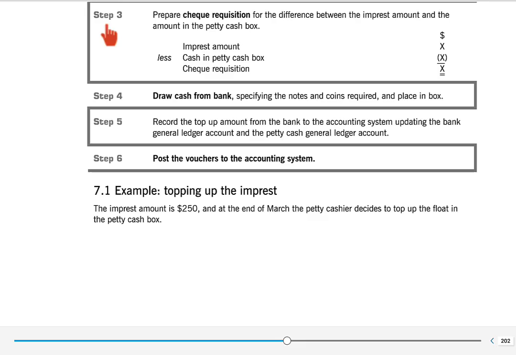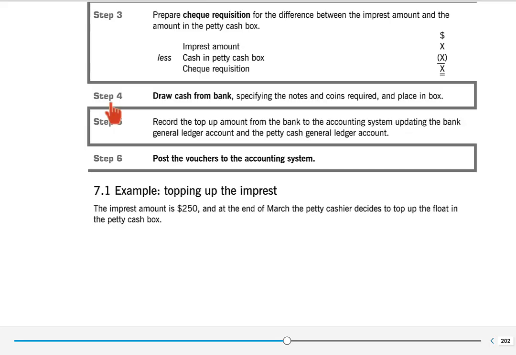Step 3. Calculate how much cash is needed to restore the float. After we know the remaining cash in the box, we calculate the top-up amount. This top-up amount is the difference between the float amount and the cash currently left in the box. So we are simply finding how much cash is missing.